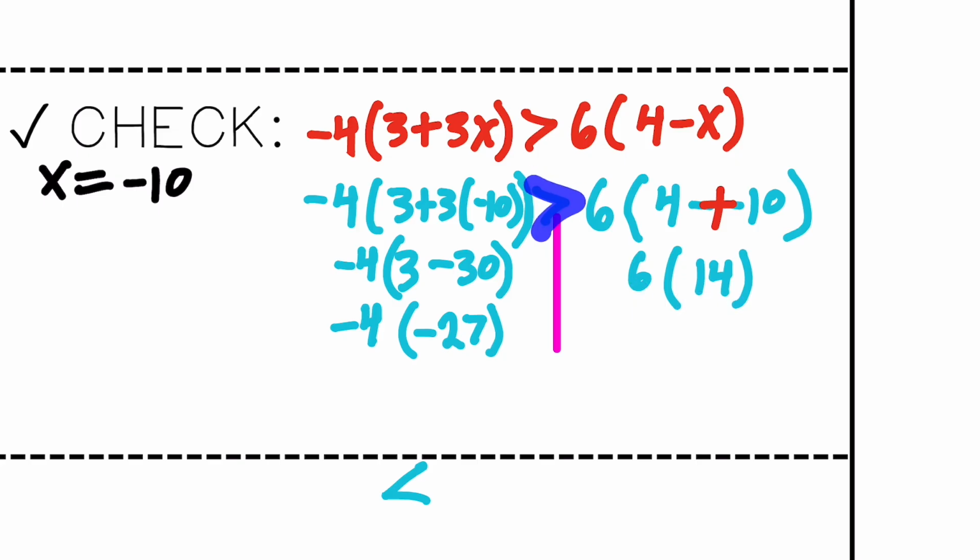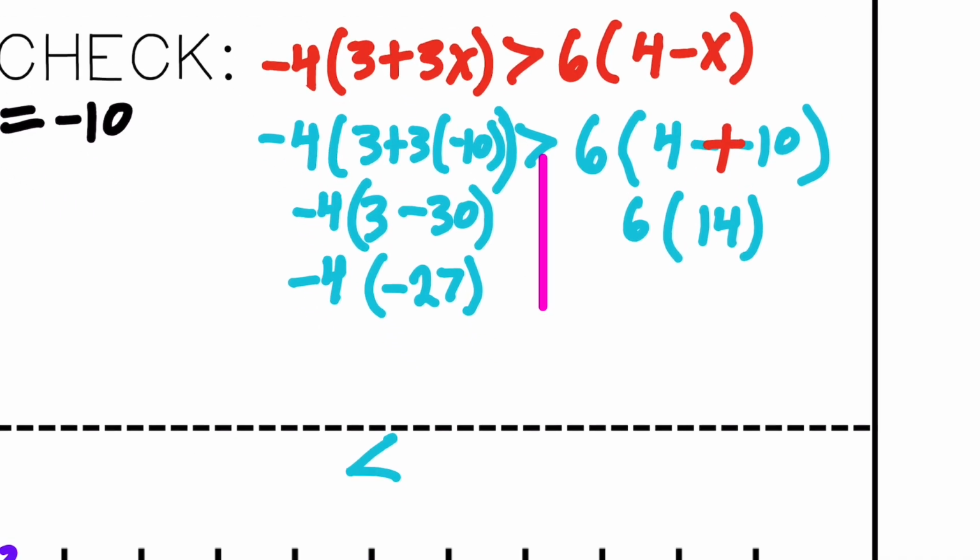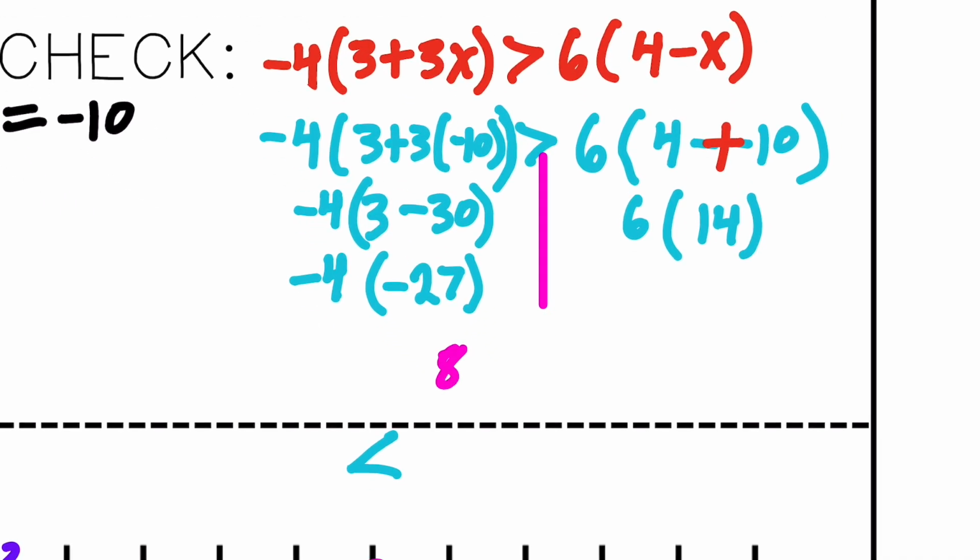So negative 4 times negative 27 and 6 times 14. Let's see which one's the bigger number. I have my bets on the left side, but let's find out. Negative 4 times negative 27 is going to give us 4 times 7 is 28, 4 times 2 is 8, plus 2 is 10, 108. And a negative times a negative is a positive. Over here, 6 times 14 is, well, let's see, 6 times 4 is 24. 6 times 1 is 6, 84. All right, which one is bigger, the 108 or the 84? It is the 108. There we go.